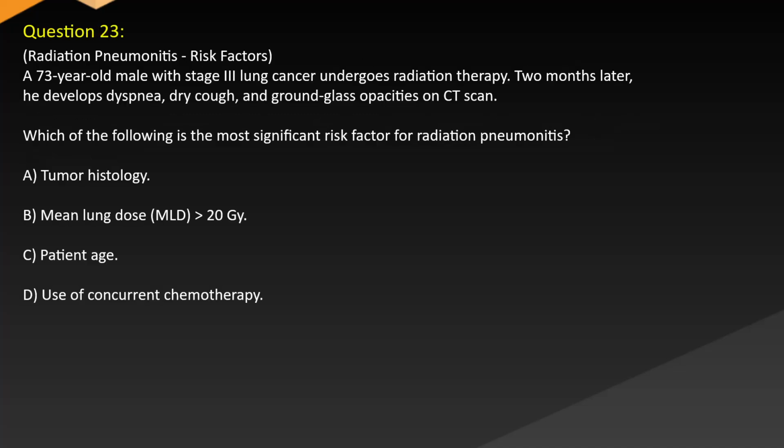Question 23. Radiation pneumonitis, risk factors. A 73-year-old male with lung cancer undergoes radiation therapy. Two months later, he develops dyspnea, dry cough, and ground glass opacities on CT scan. Which of the following is the most significant risk factor for radiation pneumonitis? A. Tumor histology. B. Mean lung dose, MLD, above 20 Gy. C. Patient age. D. Use of concurrent chemotherapy.